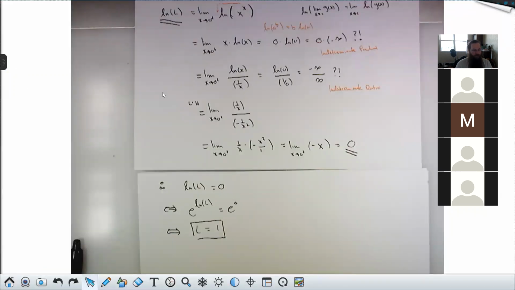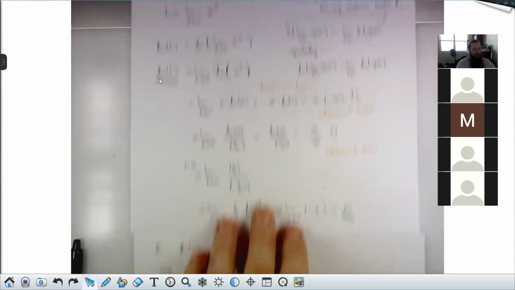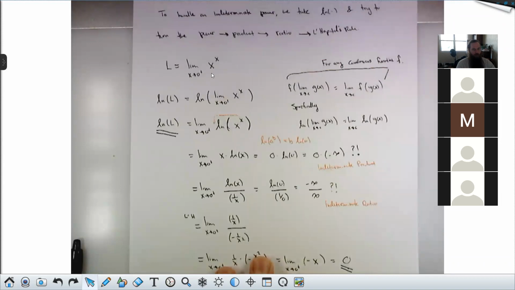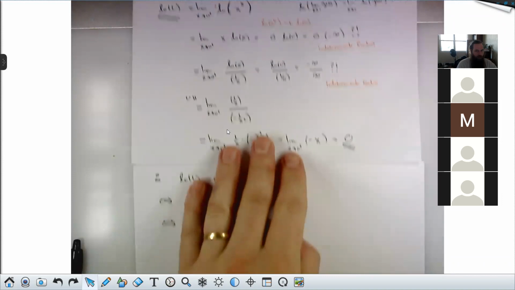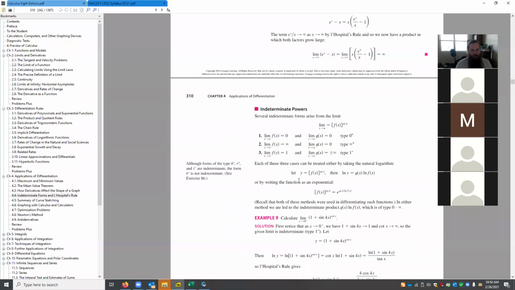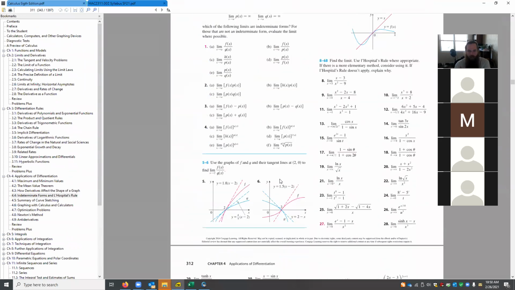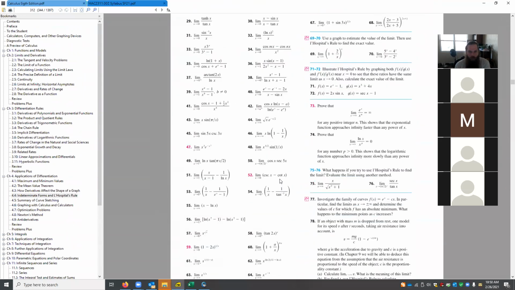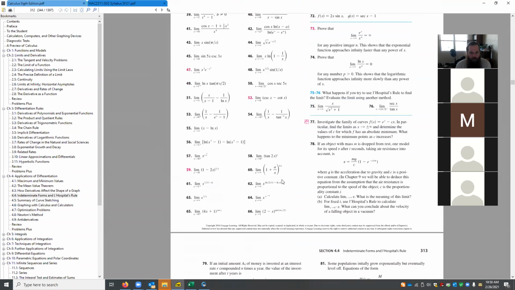And it's easy to change this. If I made this like x to the x squared, or x to the 2x, or x to the 5x, things would change. And you will have one problem in your homework that addresses something like this. This guy, number 60 here, right?